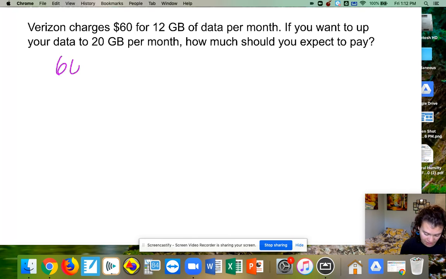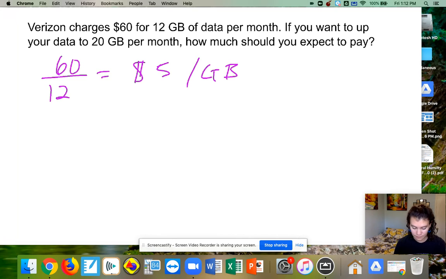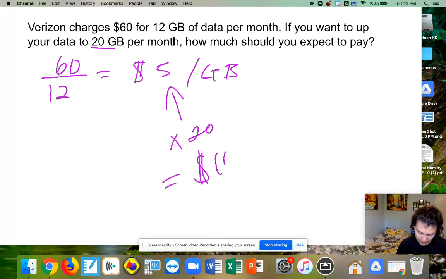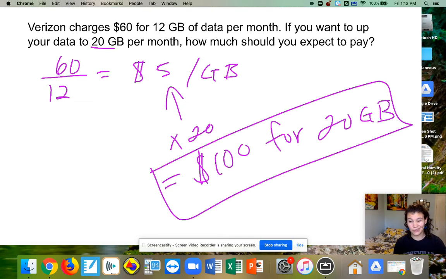So you take $60 divided by your 12 gigabytes, and you'll end up getting that it's $5 per gigabyte, or gig. Well, we want 20, so I'm going to take this 5 and multiply by 20, and you end up getting that you're going to pay $100 for 20 gigabytes of data. Not really that good a deal, but there you go.